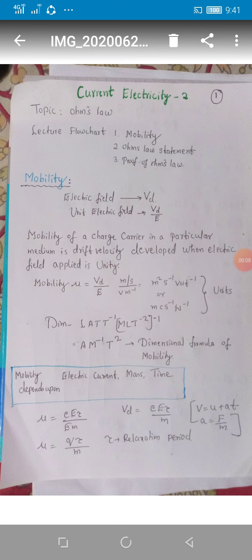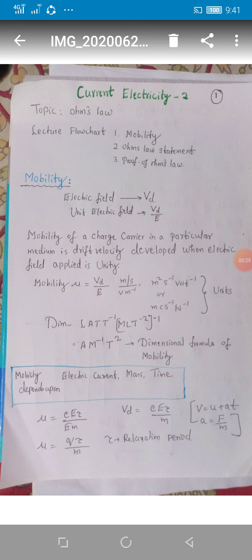Today, the second basic concept of electricity, current electricity chapter, and the main topic discussed will be Ohm's law and its proof. Student, yesterday we already discussed the concept of drift velocity. Do you remember? Have you revised it?